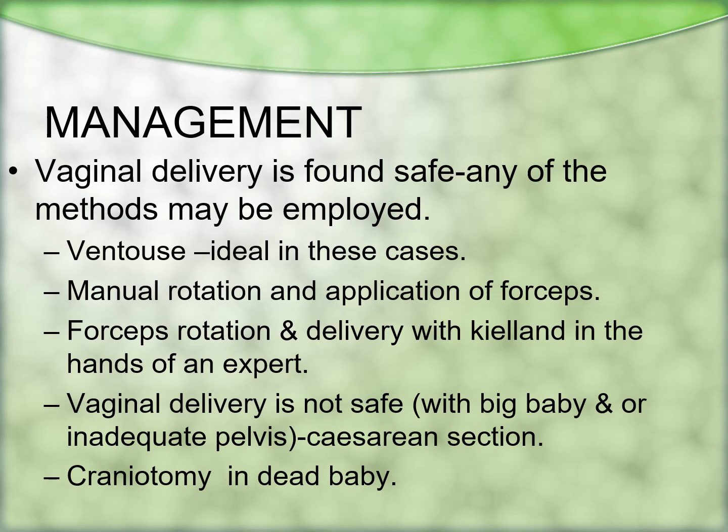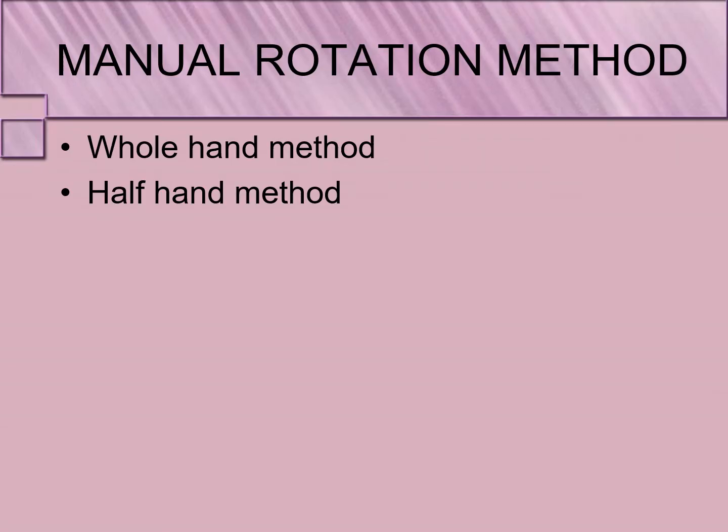And if the vaginal delivery is not safe, if inadequate pelvis is there, if a big baby is there, in those cases you can go for the cesarean section. If the baby is dead, as we have already seen, we can go for the craniotomy. Otherwise, we can go for the manual rotation of the head. For the manual rotation of the head, we can use two methods, either the whole hand method or the half hand method.